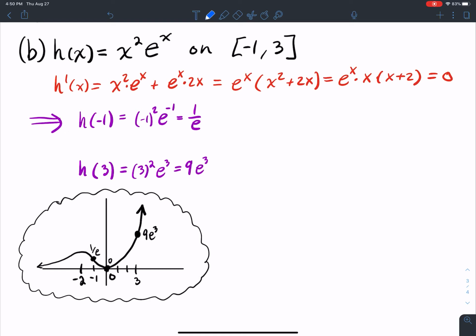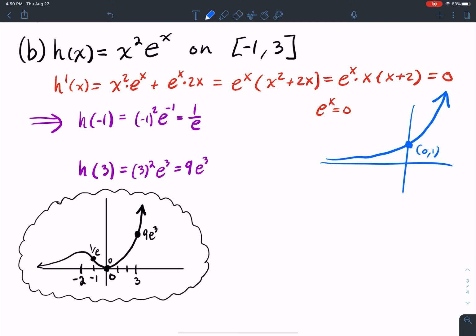Now, what do I do? Well, I'm going to set each factor equal to 0, because I set this equal to 0. Factor theorem. So where does e to the x equal 0? Well, remember the graph. It passes through (0, 1). But guess what? It actually never equals 0 for real numbers. Only in the complex field can you get e to the x equal to 0.